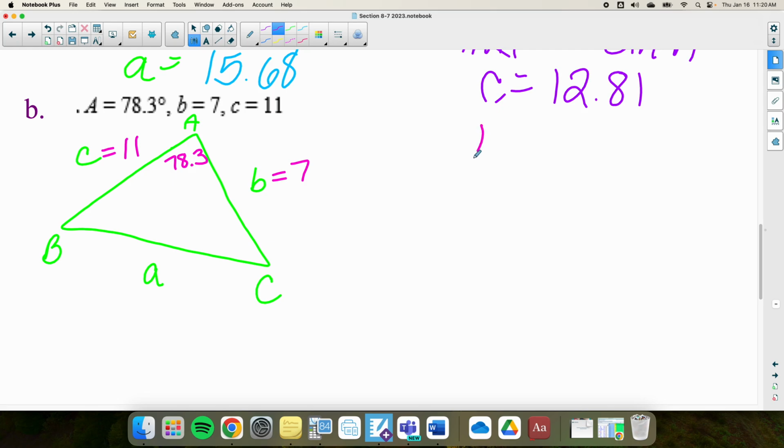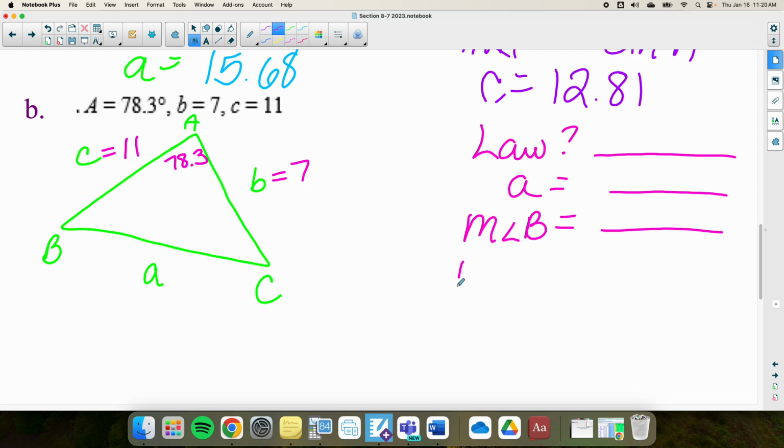So I need to say what law we're using. I need to say what little a is, what the measure of angle B is, and what the measure of angle C is. Okay? Now, do you all agree that this is side, angle, side? It has two sides. That is going to be which law? Sines is only when you have two angles, and we don't have two angles here, so this is cosine.